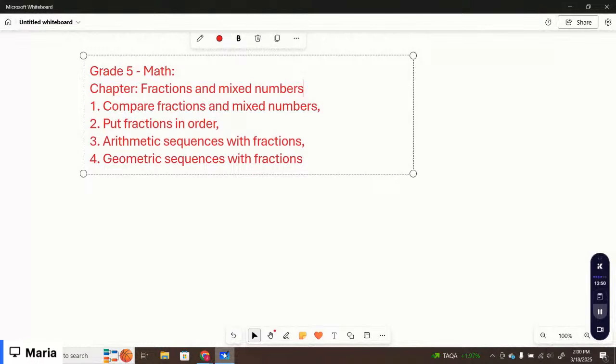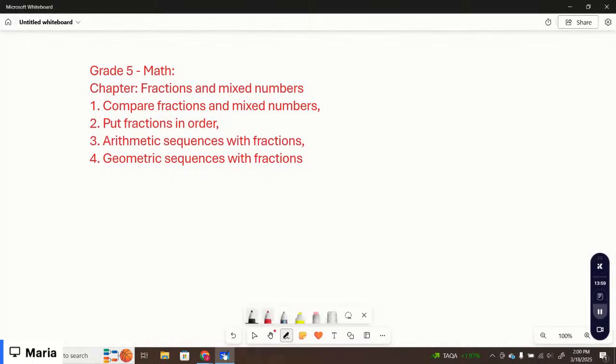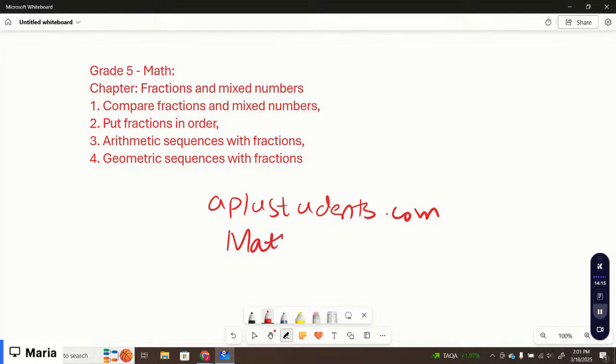We are here for grade 5 math. You can find all the lessons on aplusstudents.com. You have to log in there using your email address and password as provided by the administrator. Then you have to select math from the subject tab, scroll down to grade 5 math, and then click on view all lessons. There you can find a list of the chapters.